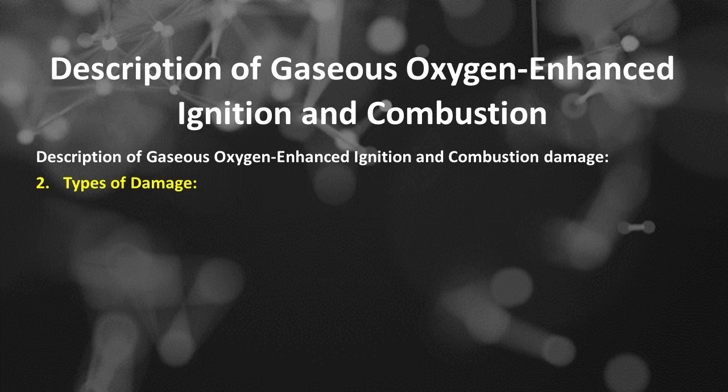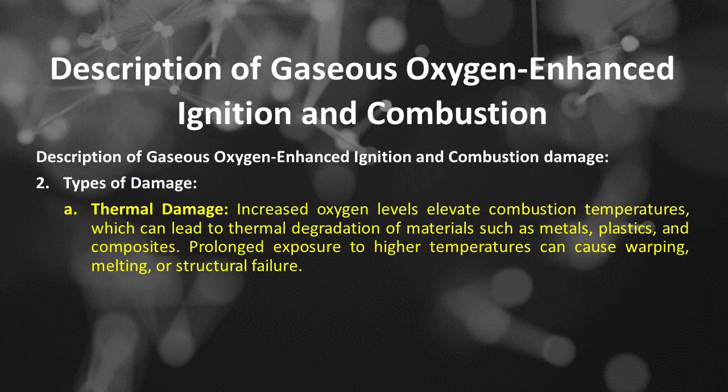Number 2 is types of damage, includes. Number A of types of damage is thermal damage. Increased oxygen levels elevate combustion temperatures, which can lead to thermal degradation of materials such as metals, plastics, and composites. Prolonged exposure to higher temperatures can cause warping, melting, or structural failure.